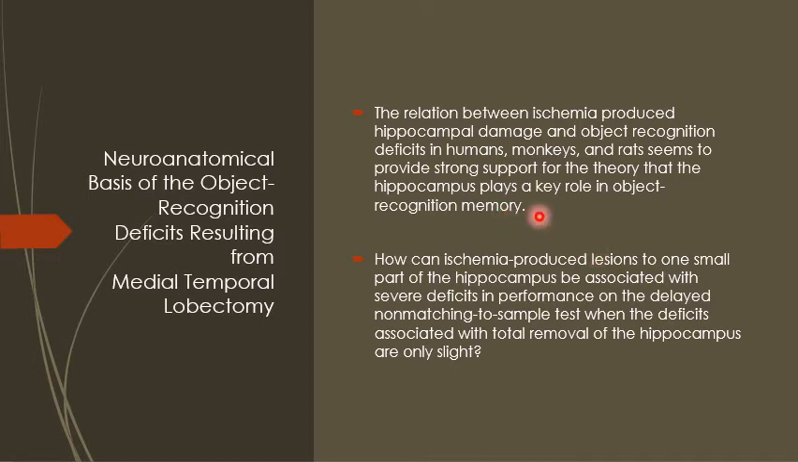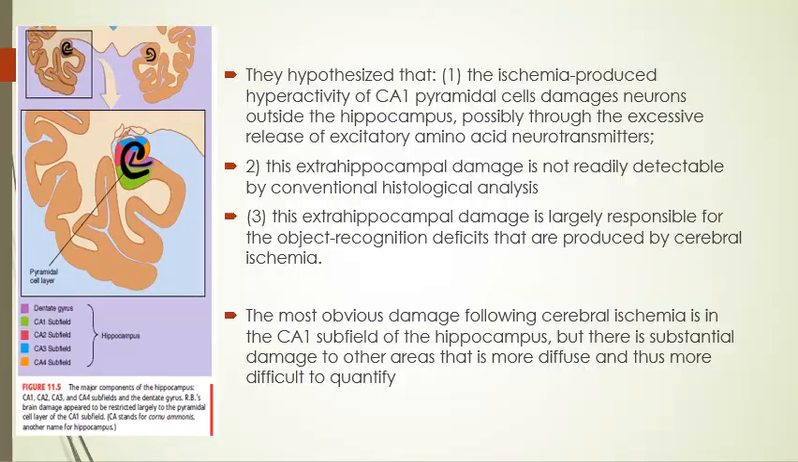So of course they have tried to answer that, and they hypothesize that first, the ischemia produced hyperactivity of the CA1 pyramidal cells. By the way, kining pyramidal cells, parts ni sila, no? Major components na sila sa hippocampus. So kini siya, ang hippocampus, and then the subfields. So ang green, the CA1, CA2 subfield, and so on, up to CA4. So sila ang major components of the hippocampus.